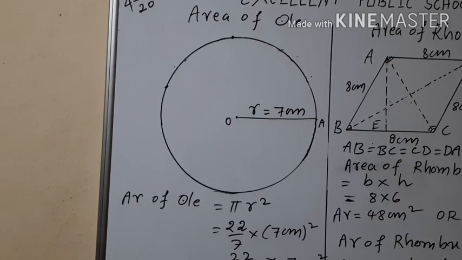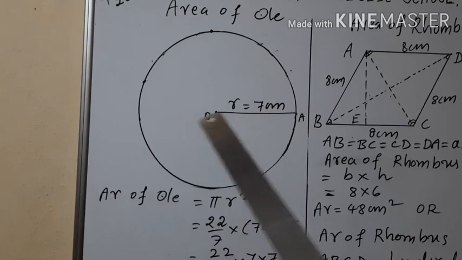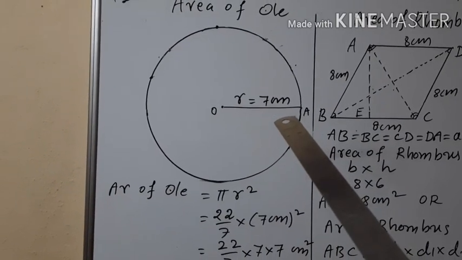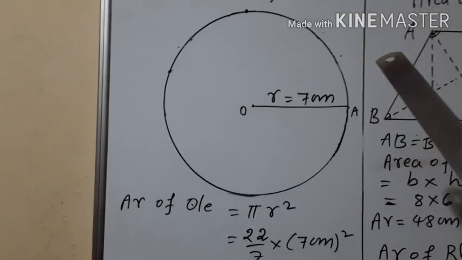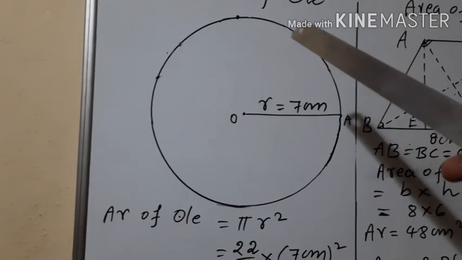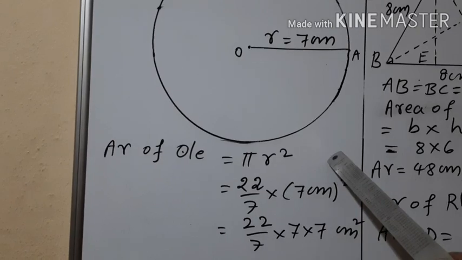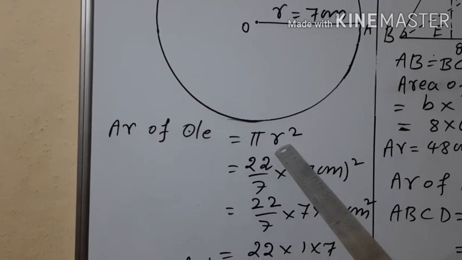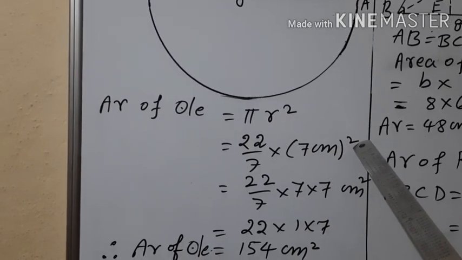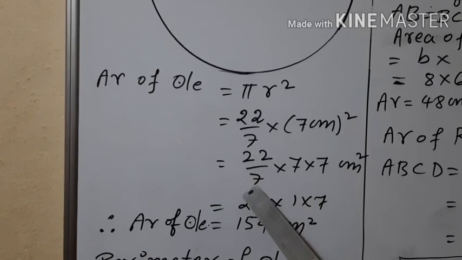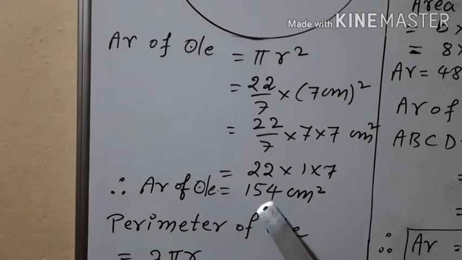Let us take one more important shape. Area of the circle whose radius is 7 centimeter and perimeter of the circle whose radius is 7 centimeter. See here, children, for different shapes you saw different formulas, but to find the area of the circle we have the formula pi r square. Here pi is 22 by 7, radius is 7 centimeter. Therefore 22 by 7 into 7 centimeter the whole square. This is 7 into 7. 7 ones get cancelled. Therefore 22 into 1 into 7 is 154 centimeter square.